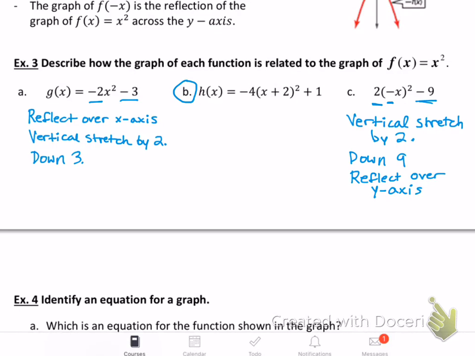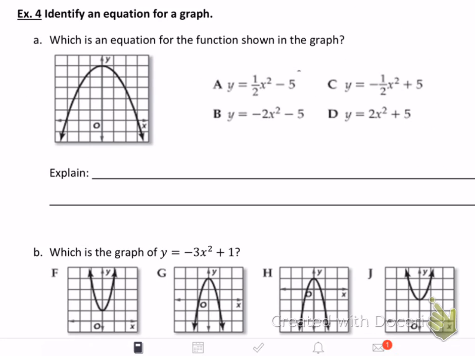Let's keep scrolling down to the next example. I actually want to see if you can get this on your own. I'll give you a jump start, for example, 4A and 4B. But you will eventually finish this for homework. 4A says, which of these 4 is an equation for the function shown in the graph? So you got to see a few different things here. My origin is right here, but my vertex now is shifted up 5 spaces. So if it's shifted up 5, think about where that 5 has to be in my function.